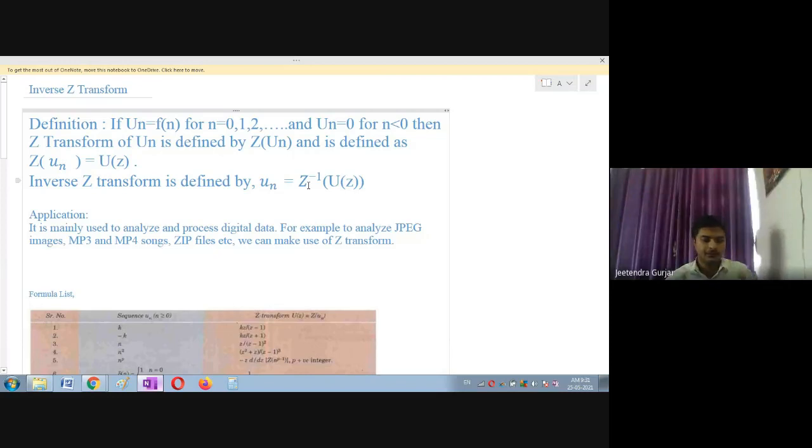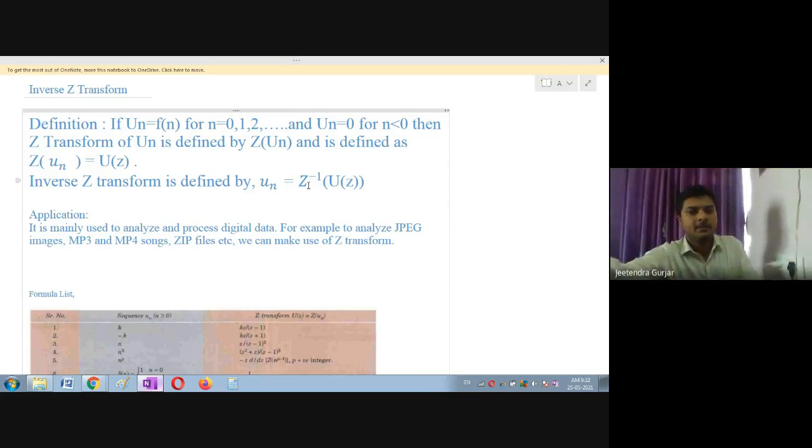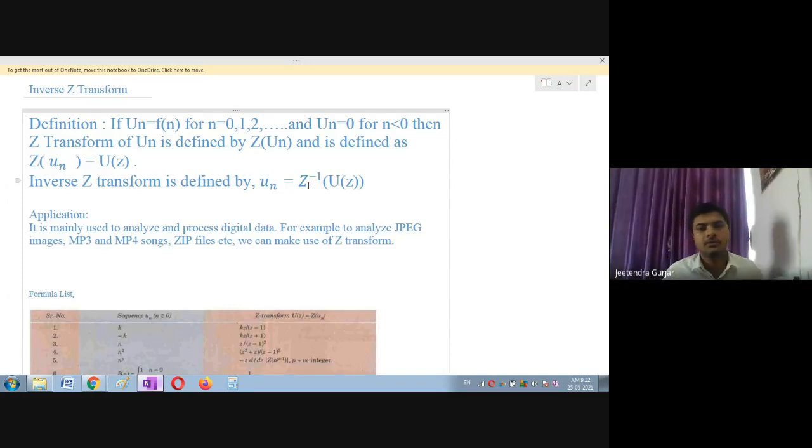Yes, friends, today we are going to start inverse Z transform. Very important, students. We'll just go with the definition first. In the previous class you already studied about Z transform. You can go through the previous lecture and see all the formula list I have given, very simple formulas we have simplified here, students. So now we are going to start with the Z transform, students.